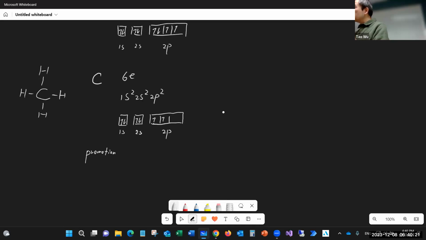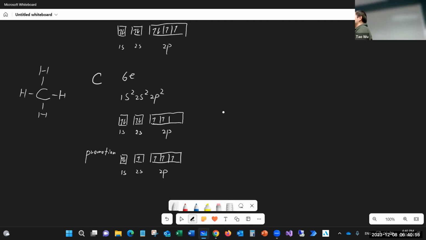One of the electrons in the 2s orbital jumps to the 2p. So when they are making a bond, there's the promotion. There's 1s, 2s, and 2p. So they jump one of the electrons from the 2s to the 2p position. Now it's good to go. Now they have 4 single electrons over here, right?